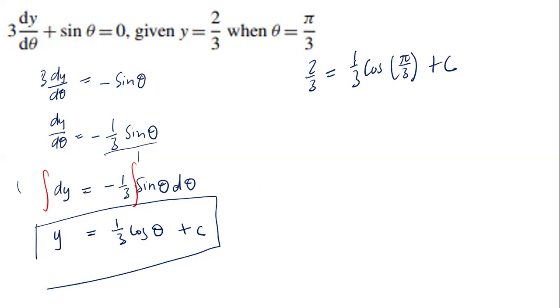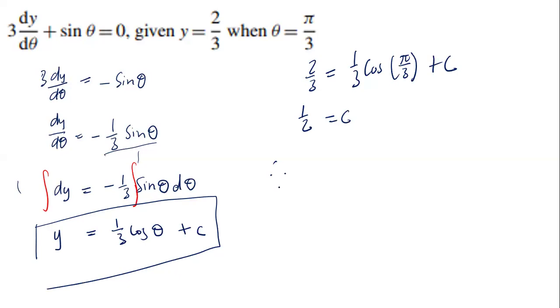And then what are you going to do? You're going to transpose this to the other side of the equation. On my calculator, I'm going to say 2 over 3 minus 1 over 3 multiplied by cos of pi over 3. And make sure that your calculator is in radians, not degrees. Then we get 1 over 2. Therefore, my value of C will be positive 1 over 2.